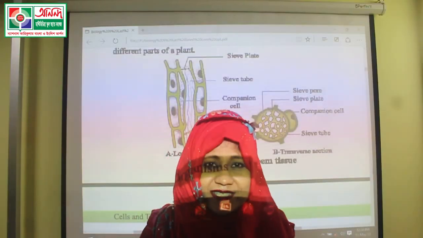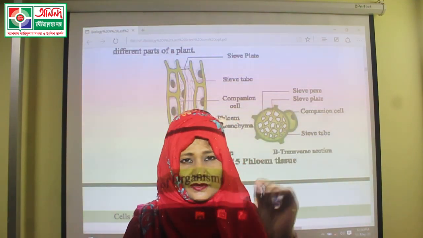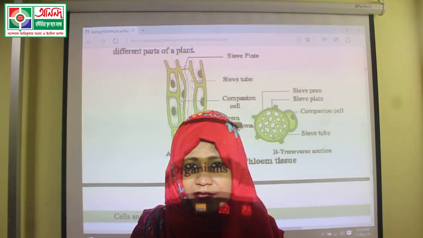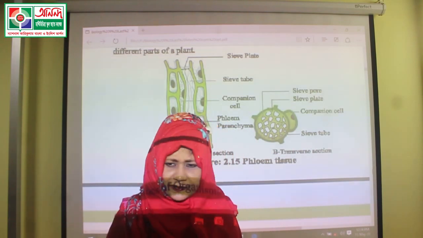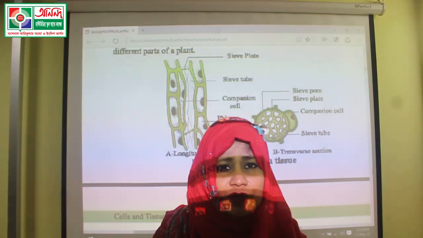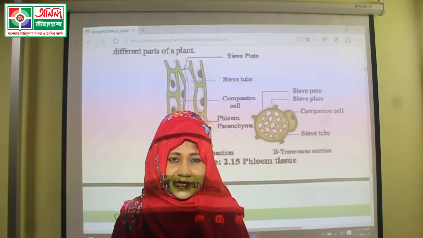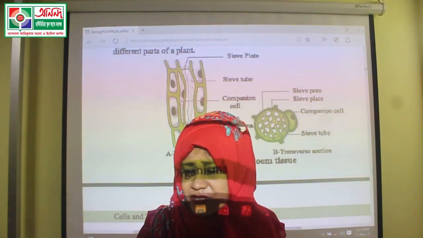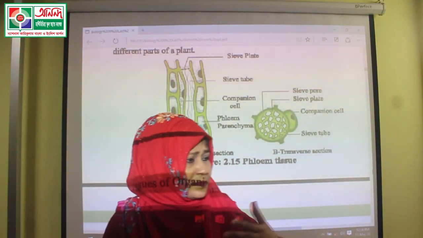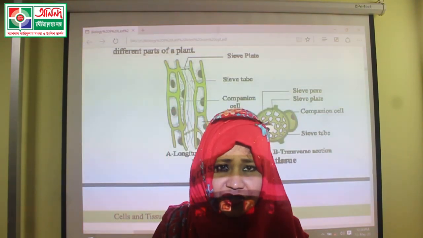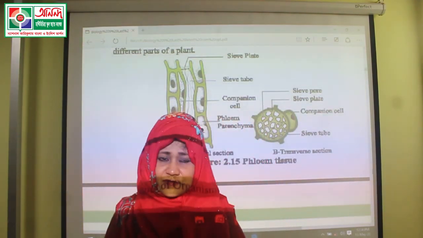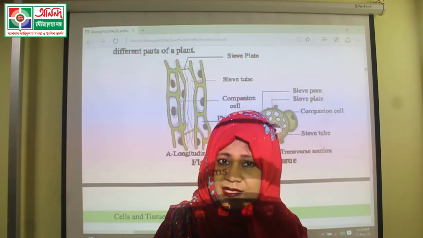Okay students, what is secondary growth? Secondary growth you will find in woody plants, and it is the outgrowth of the plants which makes the plant thicker and wider. And what is mechanical support? Mechanical support is a protection which protects cells from external injury and shock.